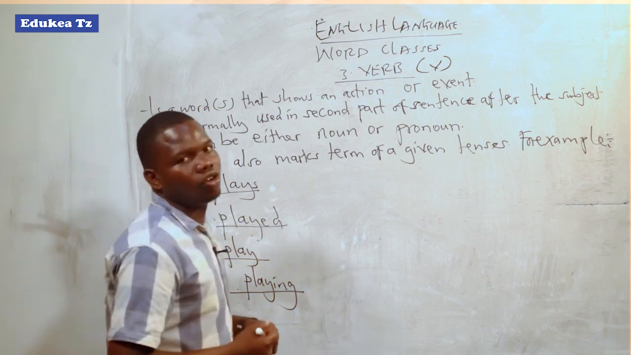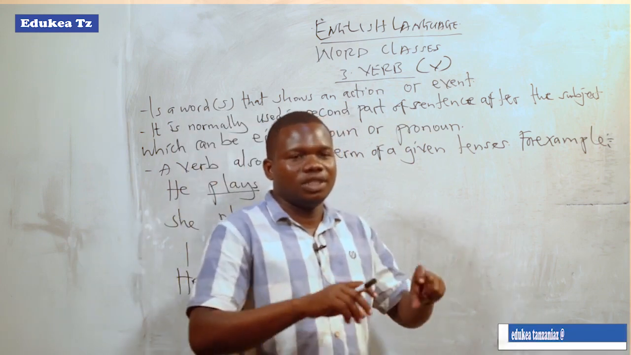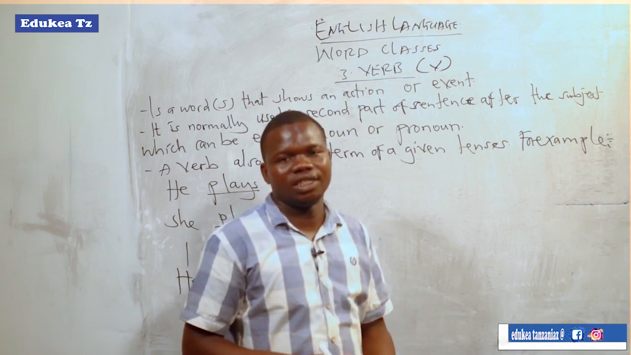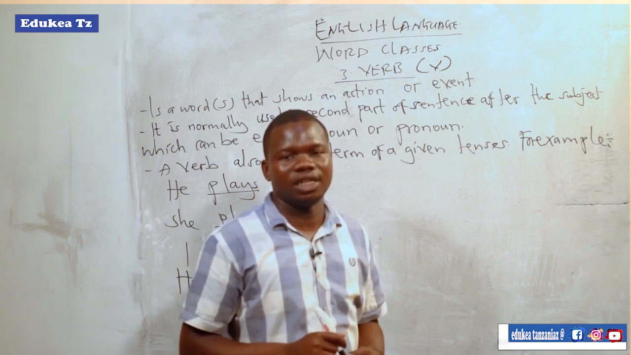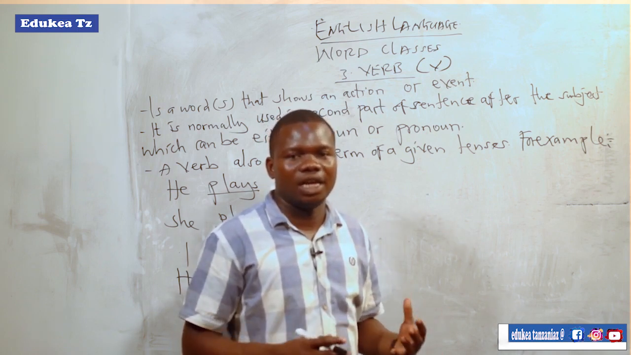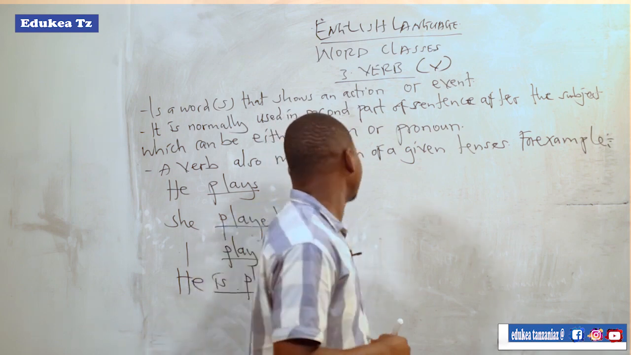which can be either a noun or pronoun. So how do we use these words? The position of the verb in a sentence: they are normally used in the second part of a sentence. They act as the second part of the sentence after a noun or pronoun, which acts as the subject.